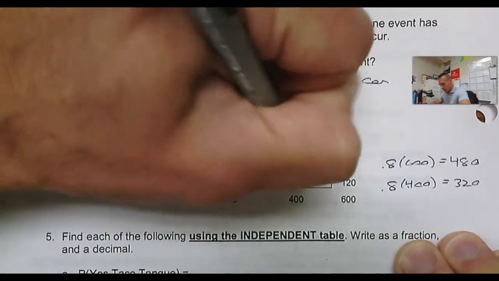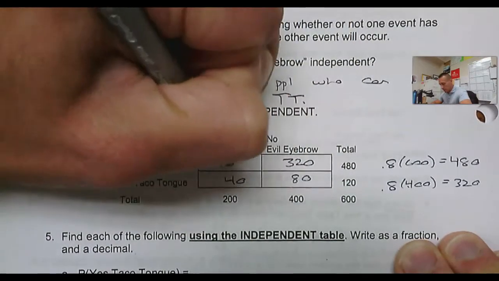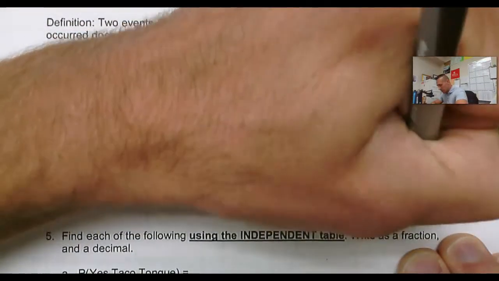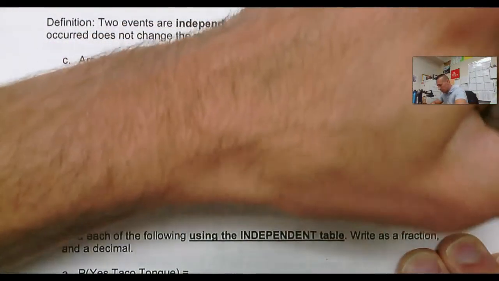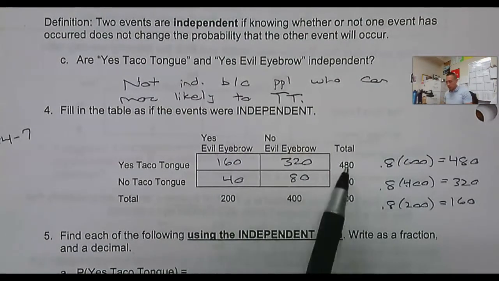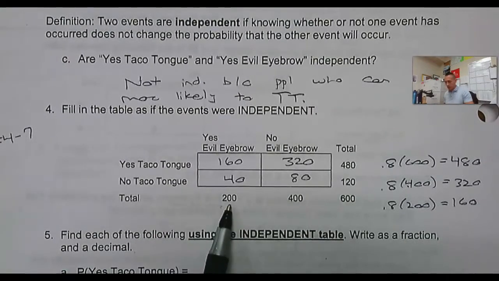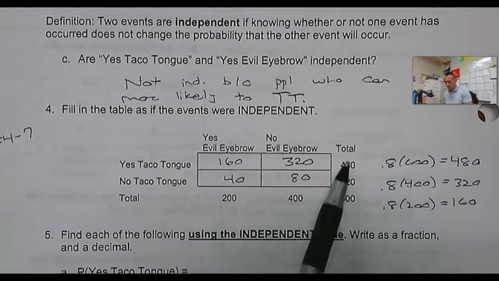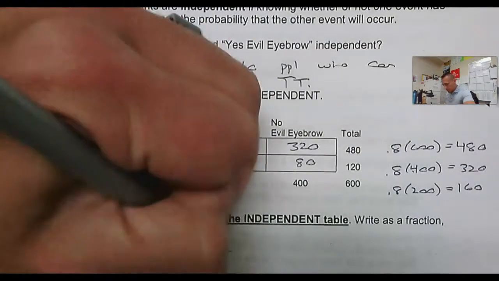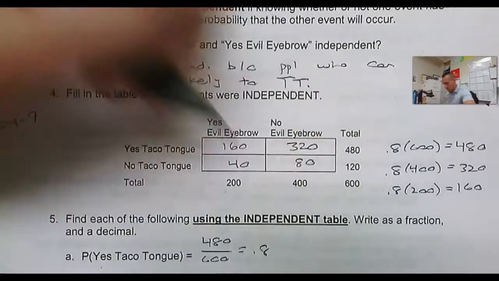This is going to be 80. This is going to be 40. This is going to be 160. I could have also done 80% of 200 first to get the 160. Essentially, this is 80%, 80%, 80%. Or if you look at it this way, if you did evil eyebrow, it's 1/3, that's 1/3, that's 1/3. So probability they can taco tongue, still 480 divided by 600, or 80%.